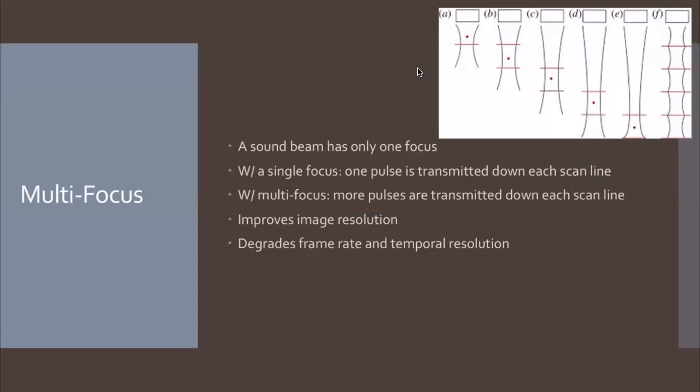However, it takes more time for the machine to do it. So it will degrade your frame rate, which is the rate at which frames are created, right? The rate at which images are created. If one image takes a long time to create, your overall frame rate is going to slow down. And another way of saying that is temporal resolution.